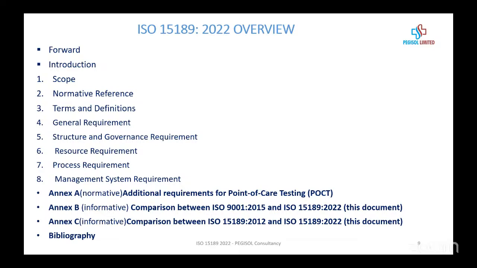So 4 talks about general requirements, 5 talks about structure and governance requirements, 6 talks about resource requirements, 7 talks about process requirements, 8 talks about management system requirements, and we have an additional requirement for point of care testing. You remember in the pre-test, we asked how many requirements are in ISO 15189 2022. So can someone answer that question now with what we just explained? We have general requirements, structure and governance requirements, resource requirements, process requirements, management system requirements, and an additional requirement for point of care testing. So how many requirements are in ISO 15189 2022?